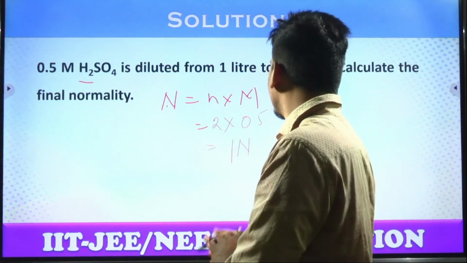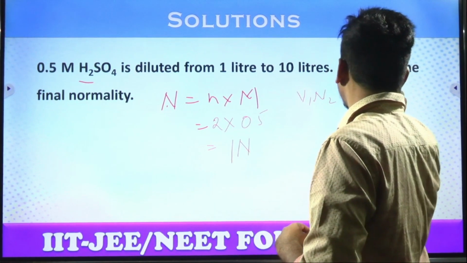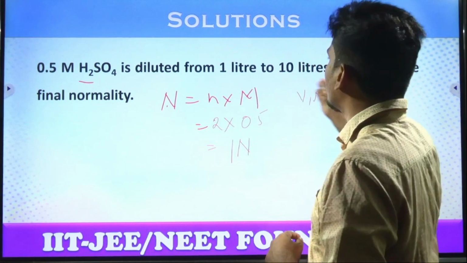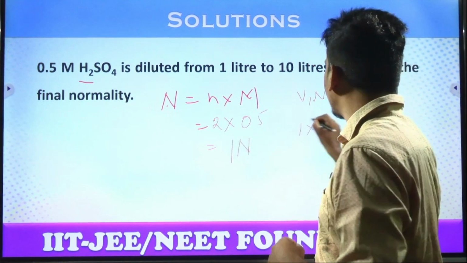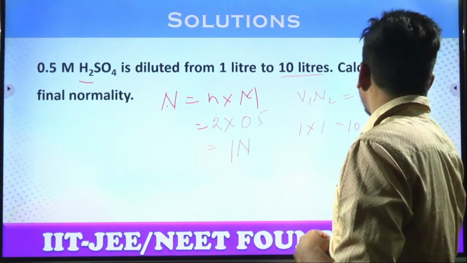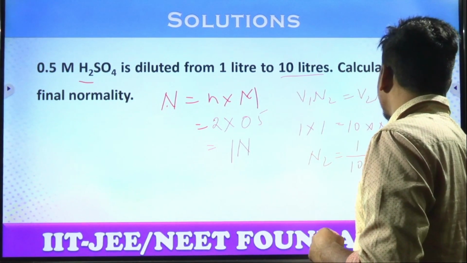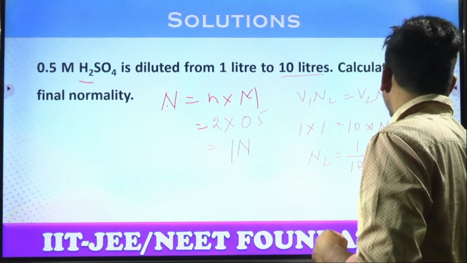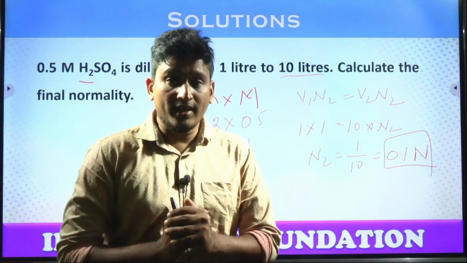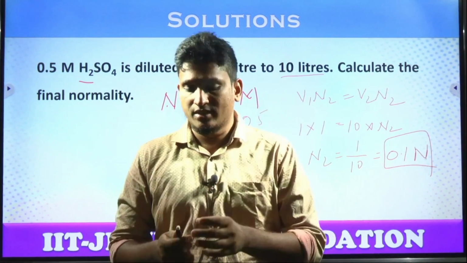We got the normality. So what is the relation? V1 N1 equals V2 N2. What is V1, the initial volume? 1 liter into the initial normality, 1, equals the final volume, 10 liters, into the final normality, which is what we need to find, N2. So N2 equals 1 by 10, which is nothing but 0.1 normal. This is the final normality. Got the clarity, students? Even if molarity is given, we can find the normality based on this relation. So that's all, students.